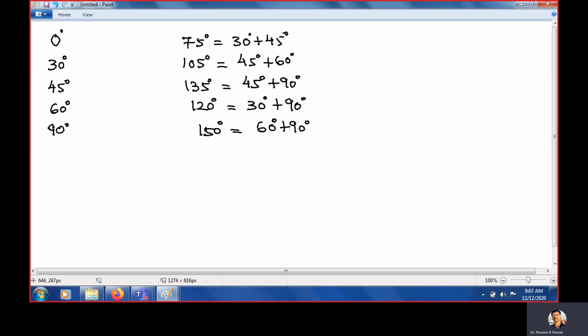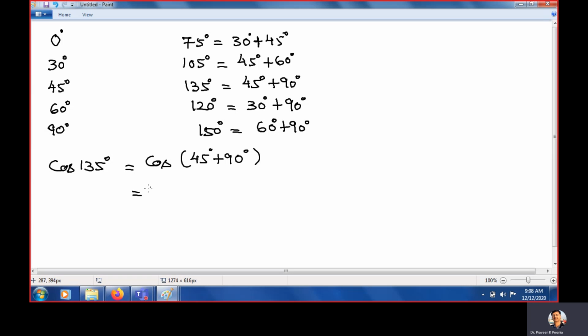Clear? So this is the trigonometric addition formula we are using. If plus is there, they may ask you, for example, if I ask you to find the value of cosine 135 degree, please remember this table. Cosine 135 degree, what is the value? Cosine 135 means 45 plus 90.